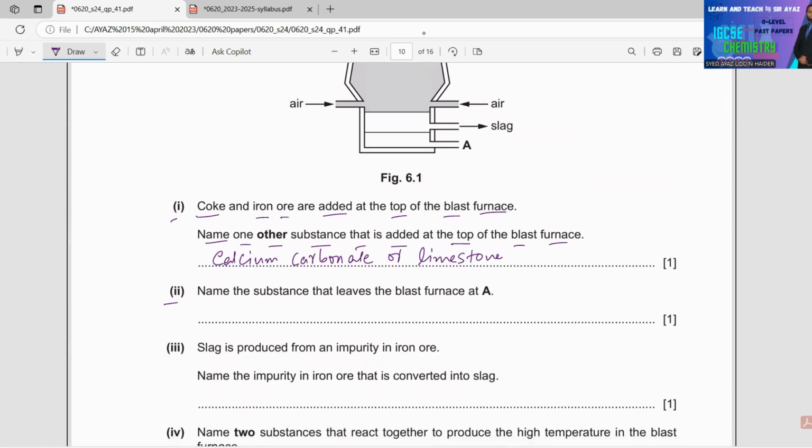Part 2. Name the substance that leaves the blast furnace at A. So, above A, you are getting slag. So, A must be the molten iron here. You'll be getting molten iron. So, I will write molten iron.